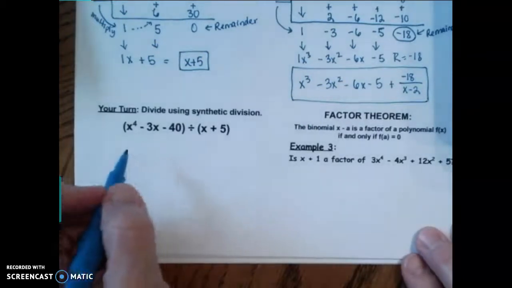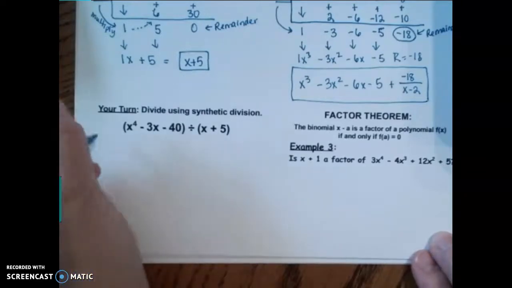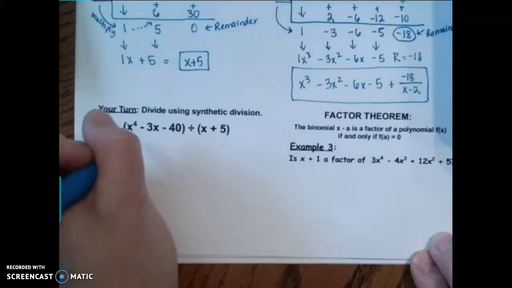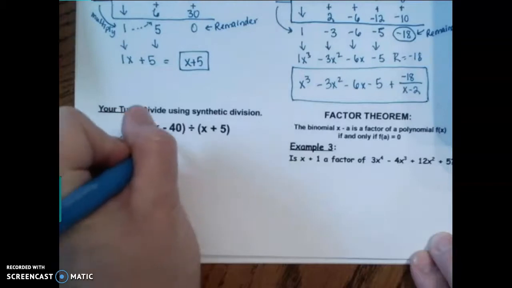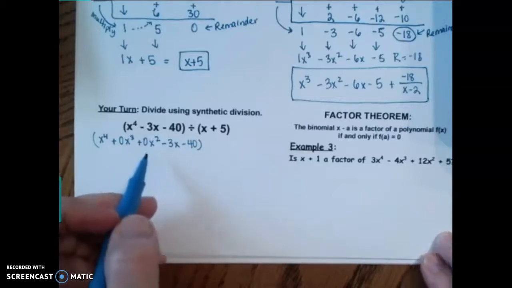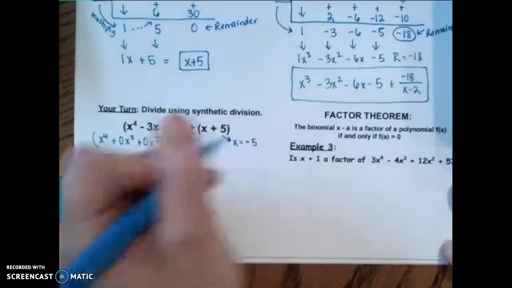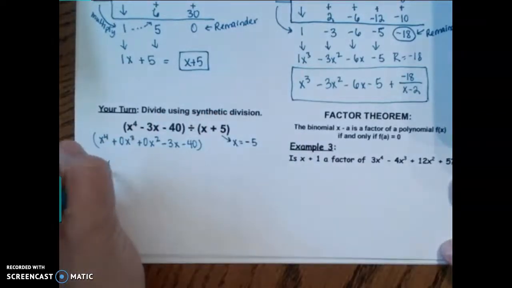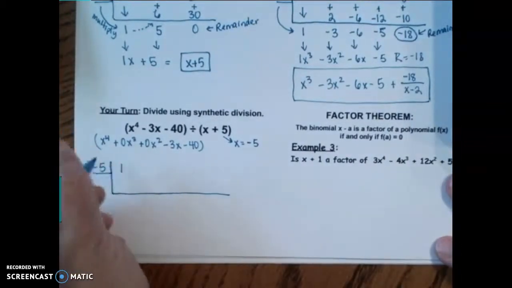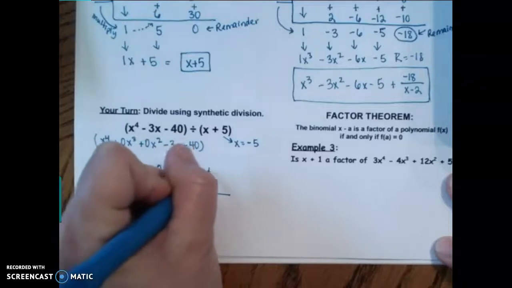Okay, hopefully you have a second to do that. The first thing I notice in this problem is that I am missing some variables. So I'm going to rewrite this as x to the 4th plus 0x to the 3rd plus 0x squared minus 3x minus 40. So we had to add in 2 placeholders this time. If this is x plus 5, we're going to put negative 5 in our box. And then we want our coefficients. So we have 1 in front of the x to the 4th, 0, 0, negative 3, negative 40.